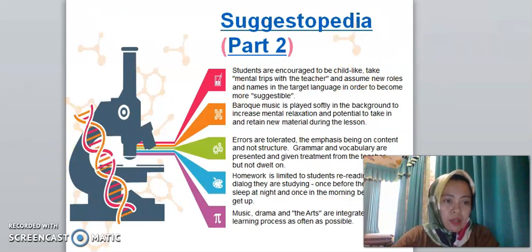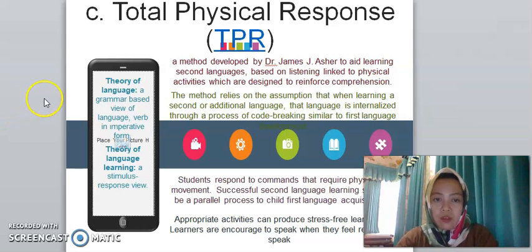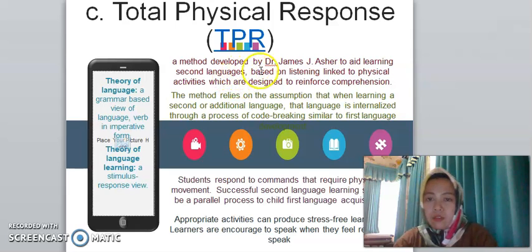After Suggestopedia, we have TPR. The theory of language is a grammar-based view, with language verbs in imperative form. The theory of language learning is a stimulus-response view. So here is a method developed by Dr. James. The aim of this method is based on listening linked to physical activities which are designed to reinforce comprehension. Okay, the method relies on the assumption that when learning a second or additional language, that language is internalized through a process of code breaking similar to the first language.